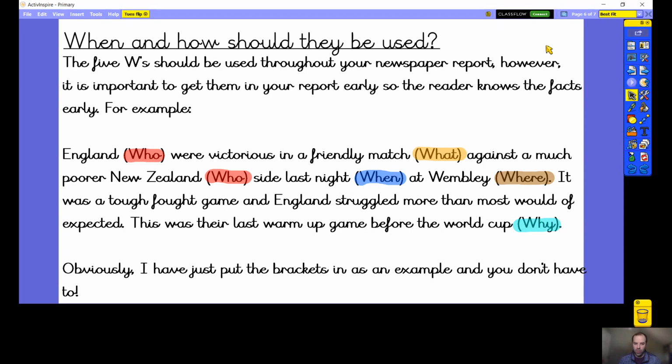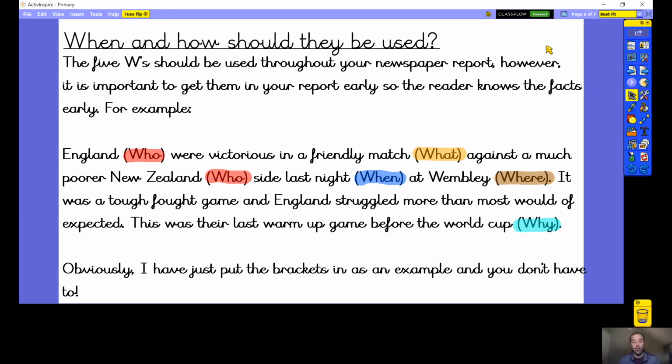So England, this is one of the who's, were victorious in a friendly match, that's the what, against a much poorer New Zealand, again who, side last night, which is the when, at Wembley, which is the where. It was a tough fought game and England struggled more than most would have expected. This was their last warm-up game before the World Cup. Why? They were having a warm-up game before the World Cup.